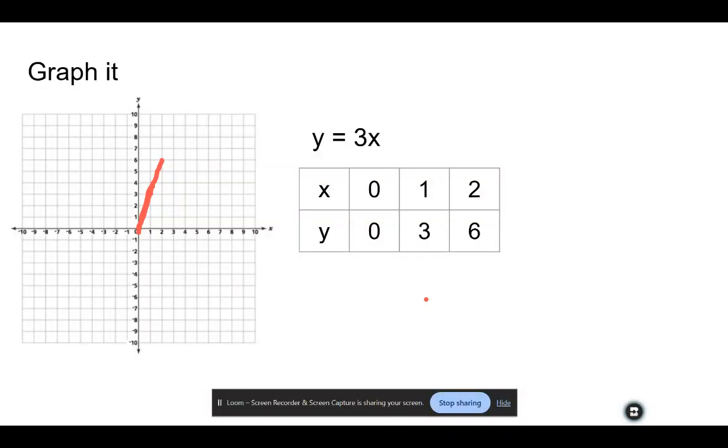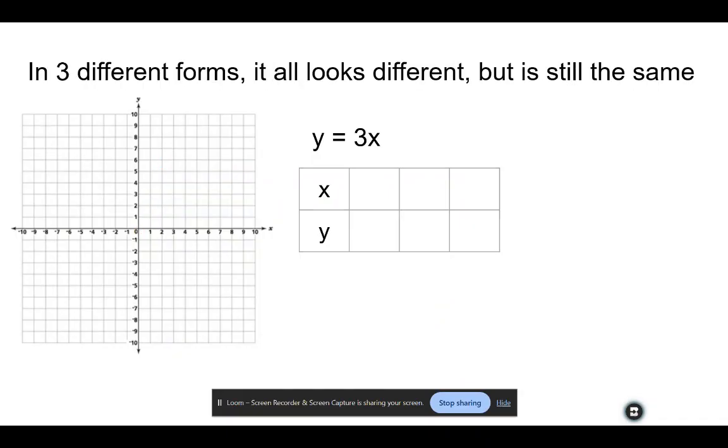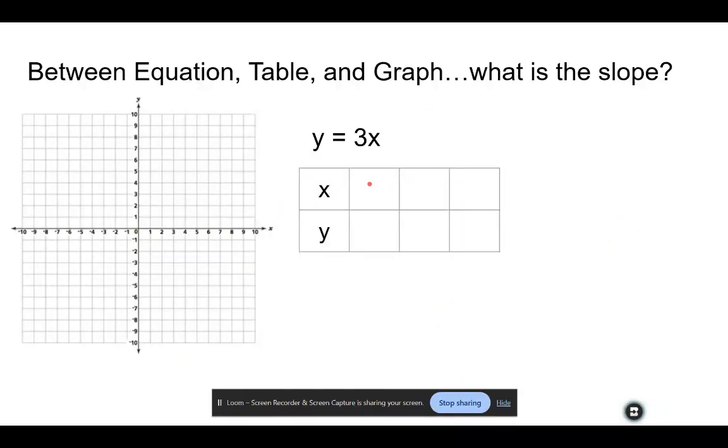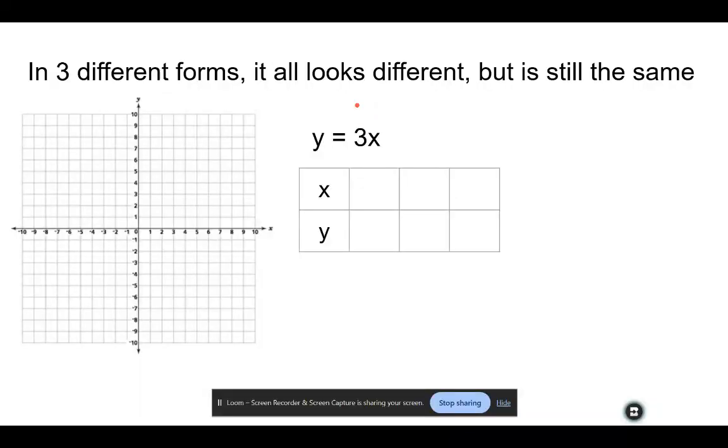So that was example number 2, looks like, our third example. So we're going to go to our last one. All right, wait, we did this here. What is the slope? Well, the slope on this one is 3. And again, this was all 3 different forms. They all look different.